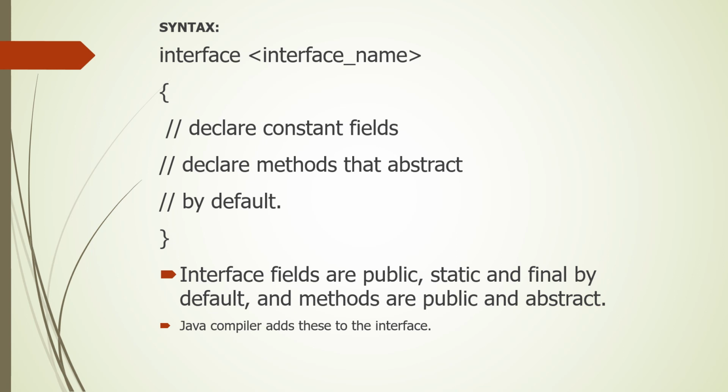Syntax for creating an interface in Java program: interface, space, interface name, and within curly braces we have to declare constant fields and all the abstract methods. Interface fields are public, static and final by default, and methods are public and abstract. If we don't give public and abstract and other modifiers in an interface, Java will by default assign these specifiers. So the Java compiler adds these to the interface.